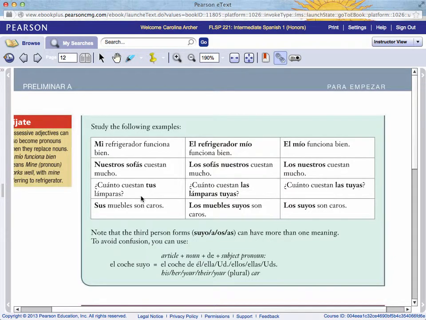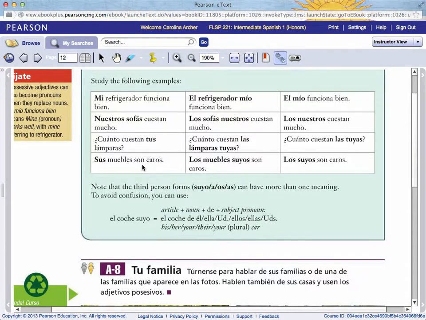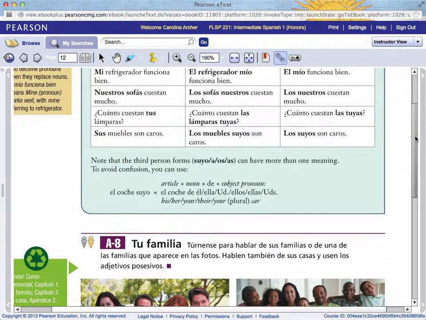¿Cuánto cuestan tus lámparas? ¿Cuánto cuestan las lámparas tuyas? ¿Y cuánto cuestan las tuyas? Sus muebles son caros. Los muebles suyos son caros. Los suyos son caros. So in this case, sus, we don't know if you're talking about he or she or you formal or they, but by the context, you're going to know. In this case, we don't have any context, so this is just an example to show how they change if you use them with the adjective, with the noun, or without.